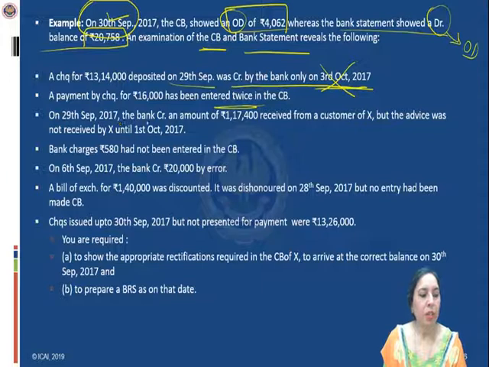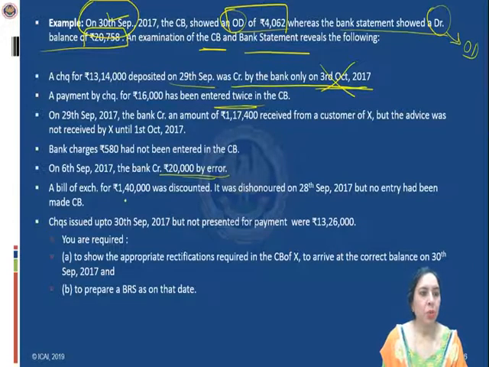On 29th September 2017, the bank balance had an amount of 1,17,400 received from a customer of X, but the advice was not received by X until 1st October 2017. Bank charges of rupees 580 have not been entered in the cash book. Next, on 6th September 2017, the bank credited rupees 20,000 by error. So this is a wrong credit, but it has been done by the bank. So we will remember what is to be done regarding this transaction also in the BRS.